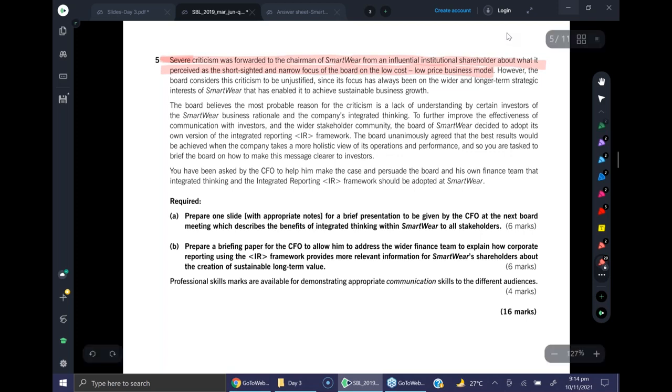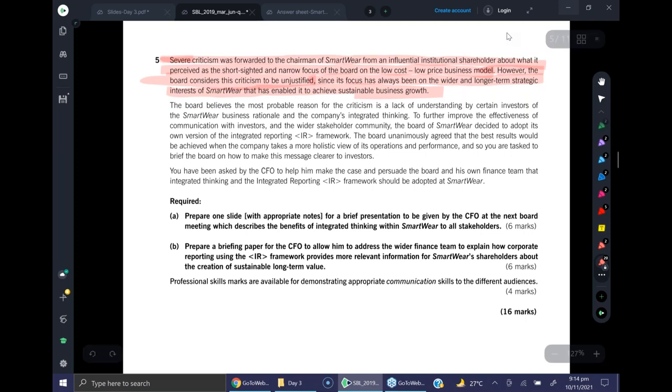However, the board considers this criticism to be unjustified. So the board of SmartWare thinks that this criticism is not fair, since its focus has always been on the wider and long-term strategic interest of SmartWare that has enabled it to achieve sustainable business growth.